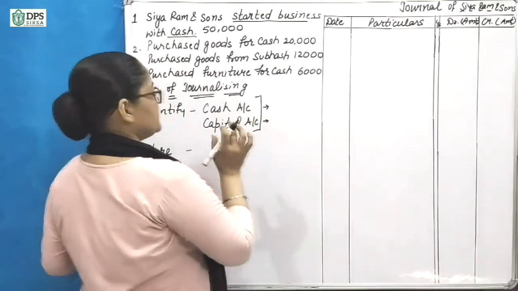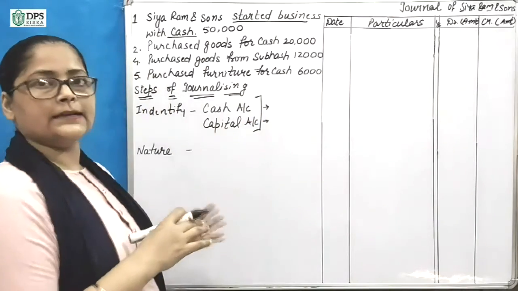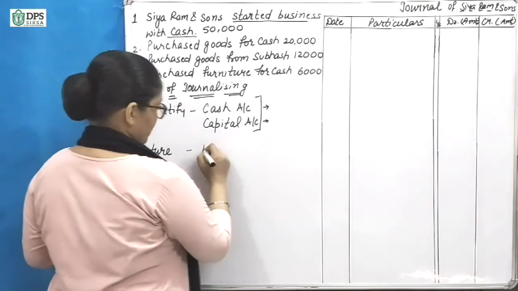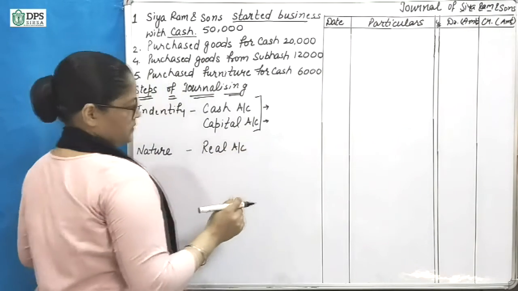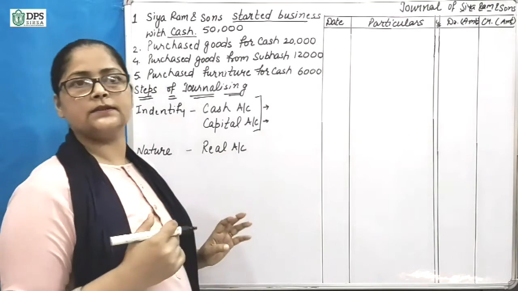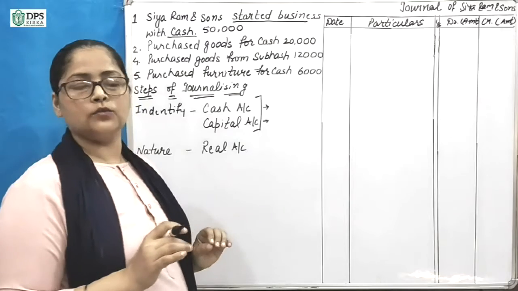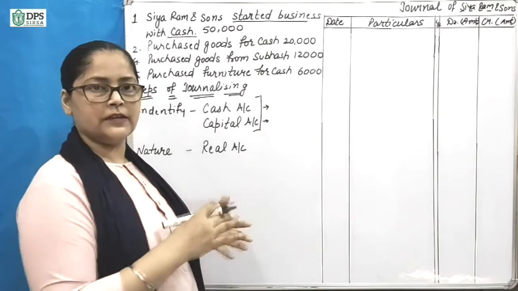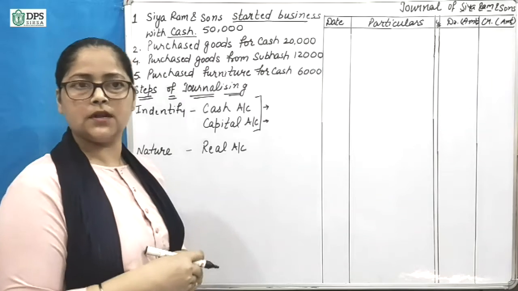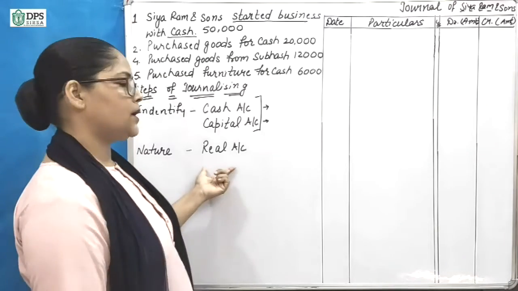Now we will write here the nature of the accounts. We know that cash is an asset, so it belongs to real account. I am supposing here that you have learned now the double entry system and its accounts. Various types of accounts are there: personal account, real account, nominal account.